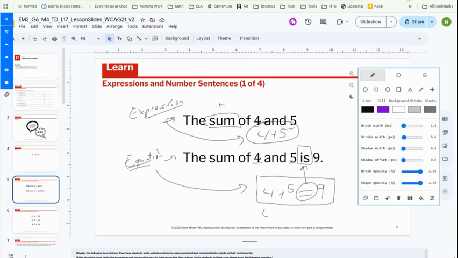sometimes you can have an equation, an inequality that looks like this. We'll talk about that in a couple days. That's an inequality, but it's a type of number sentence. But these are number sentences, equations. This is an expression. All right.